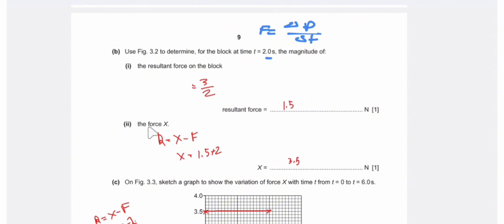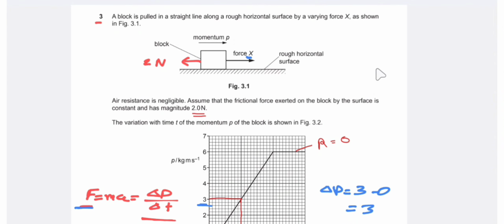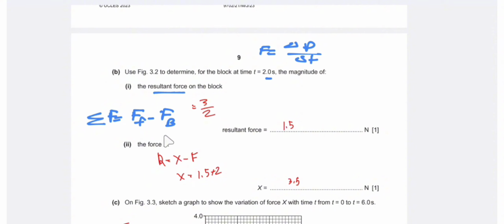The force X. So what is the value of force X? We know the value of the resultant force. The resultant force is equal to the forward force minus the backward force. So we need to find the force X, that is the forward force, and we know the backward force is 2 Newton, that is the frictional force. So the backward force is 2 Newton, the forward force is X, and the resultant force is 1.5 Newton. After calculating, we get the value of X as 2 plus 1.5, that is 3.5 Newton. So the value of X is 3.5 Newton.